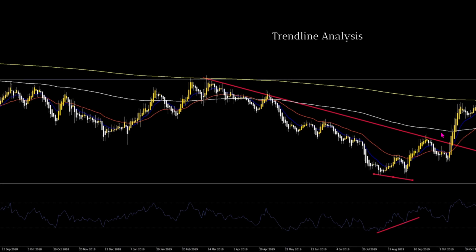We can also check the health of the trend with the RSI divergence. When we see prices are making lower lows and the RSI fails to do the same, then this could be the first opportunity for a trend change.